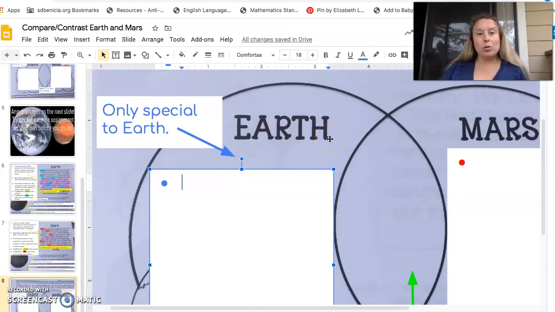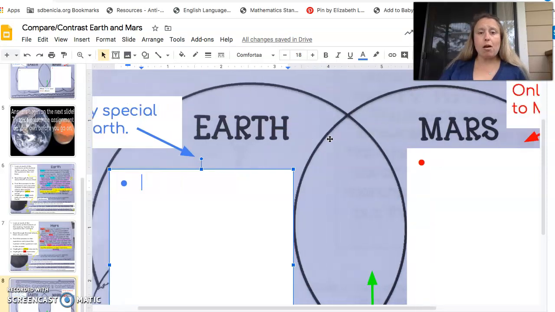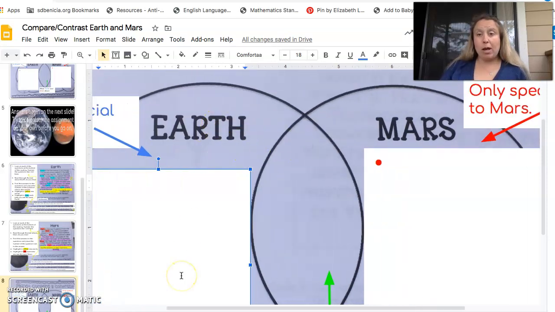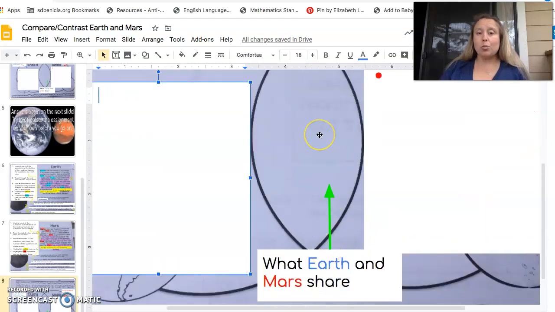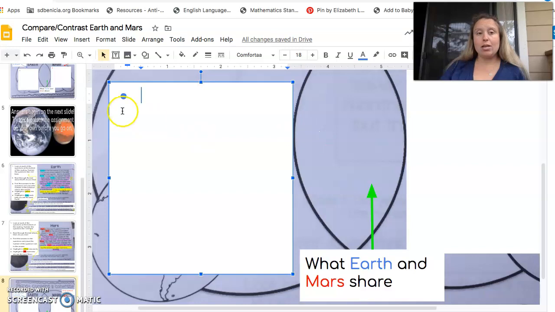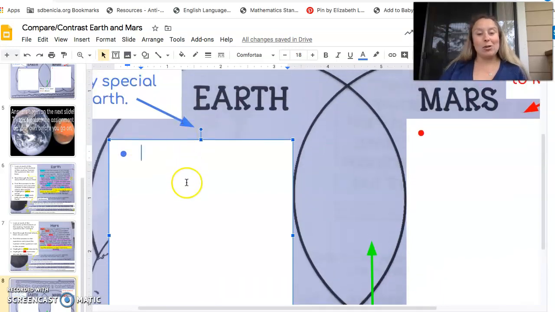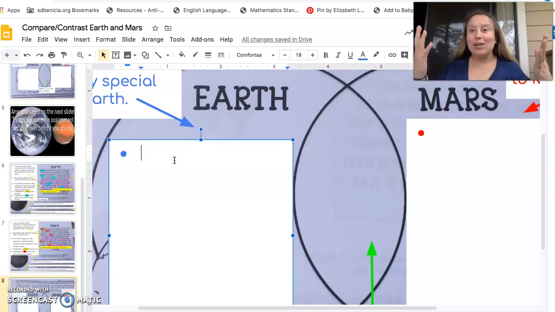And in this one, what we're doing is we are highlighting specific information about Earth, specific information about Mars, and in the center, we're writing what Earth and Mars share. So if we were in the classroom, I would gather help from you. So what I'm going to do is I'm going to pose the questions I would have posed in the classroom, and I'm hoping you will say them out loud, and then maybe I'll hear you and I'll be able to write it down. Okay, so let's talk about some of the important information that only has to do with Earth.